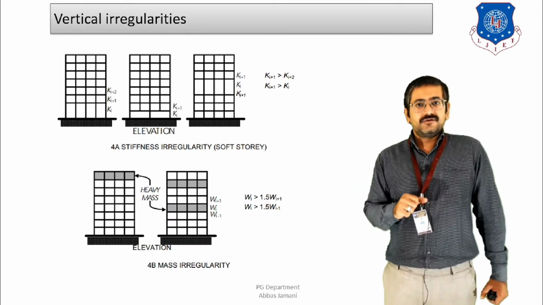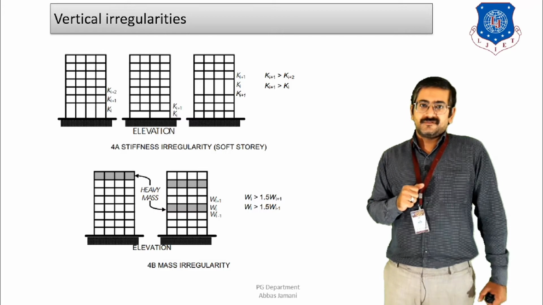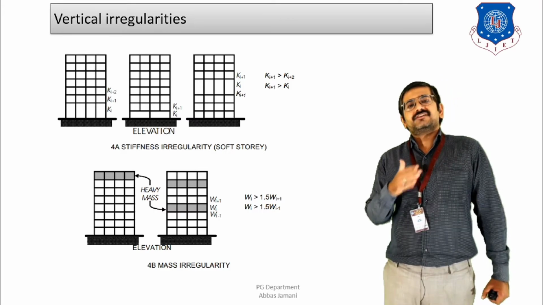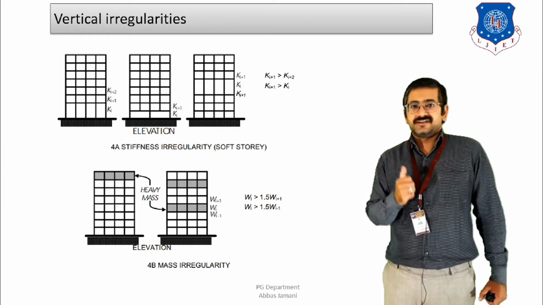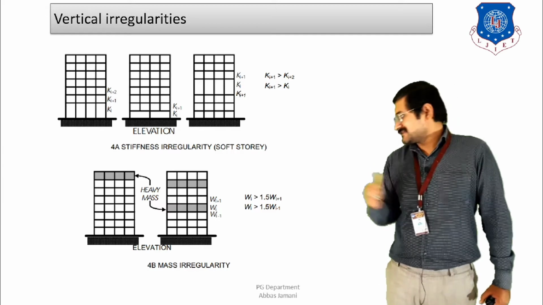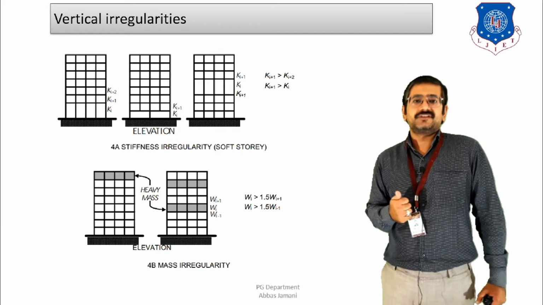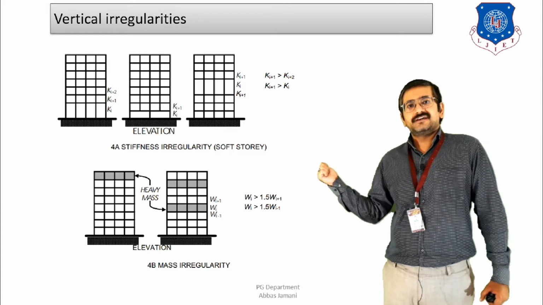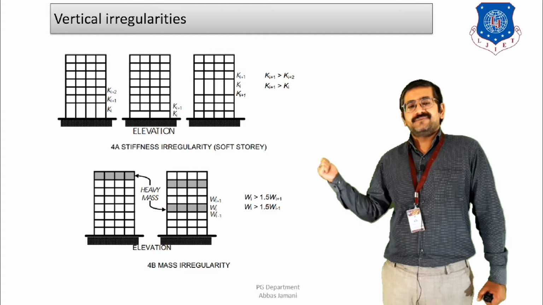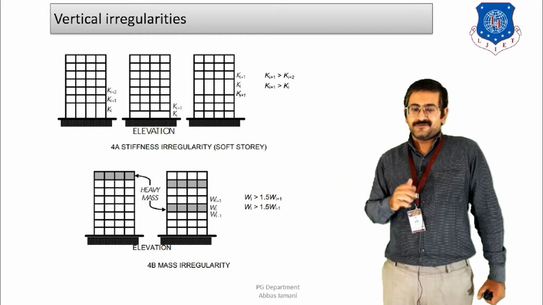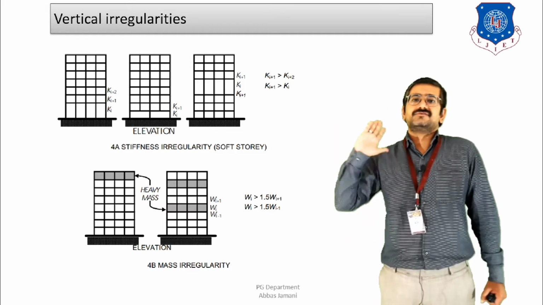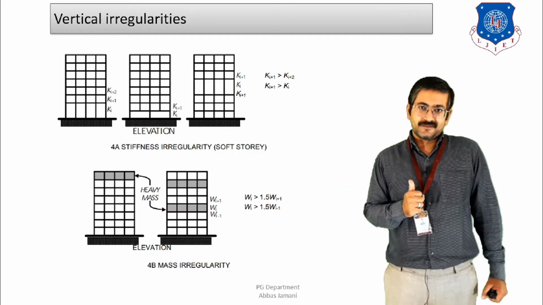First of all, 3 figures are shown. In these 3 figures, different cases where a soft story is possible are indicated. In the first case, the figure on the left, the height of the ground story is greater than that of the stories above. For example, let us say the ground story has a height of 5 meters and the stories above have a height of 3 meters.